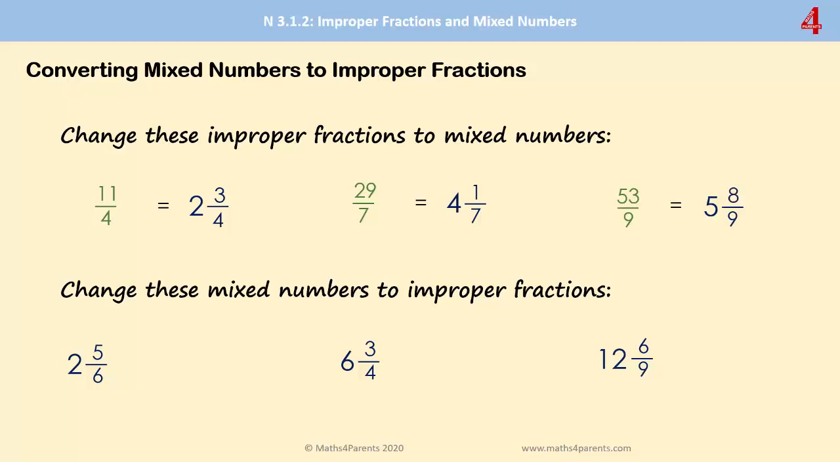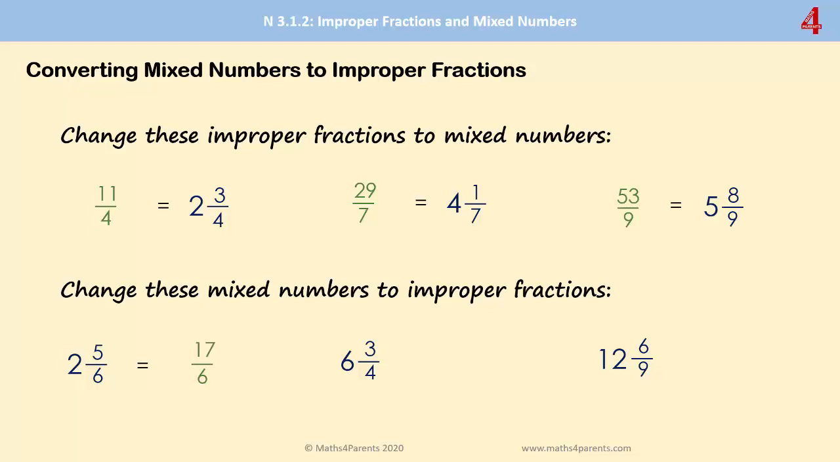Now changing the mixed numbers to improper fractions. 2 5/6. What's that as an improper fraction? So we're asking how many sixths we have. Remember the formula for this. Whole number times by denominator, add numerator. 2 times by 6 is 12. Add 5, that's 17. We have 17/6.